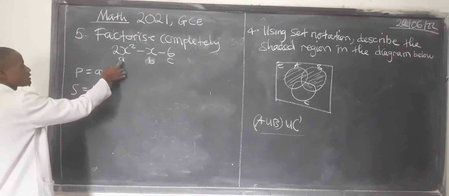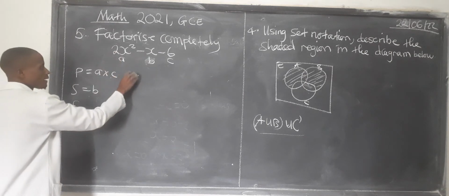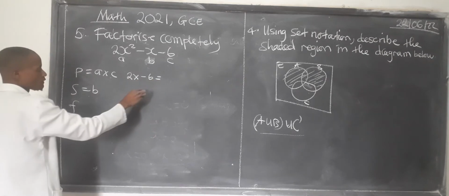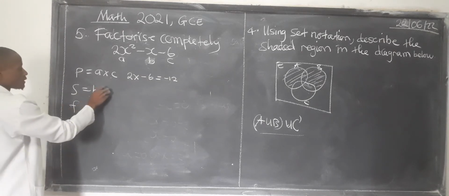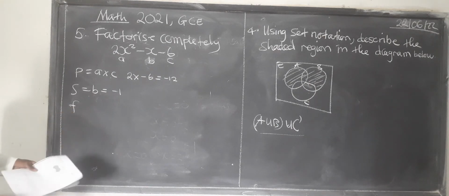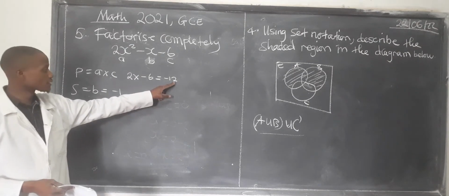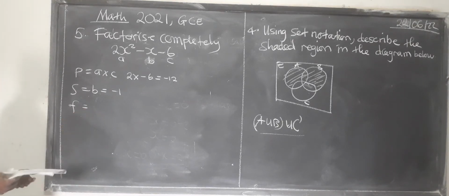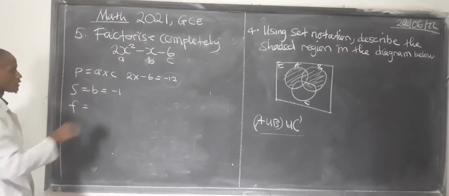The number at A, just get the number and not the variable. So the number at A is only 2 times the number at C, don't leave out the sign, which is negative 6. And this will give us negative 12. The number at B as the sum is equal to negative 1. Now when you find the product and the sum, you find the factors: the two numbers which when you multiply, you get the product, and when you add them, you get the sum. So first find the two numbers which we can multiply to get 12 before involving the sign.